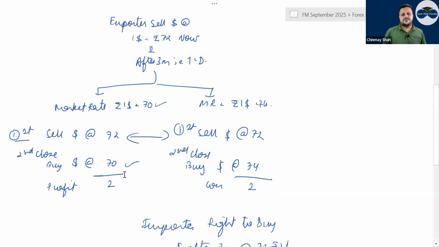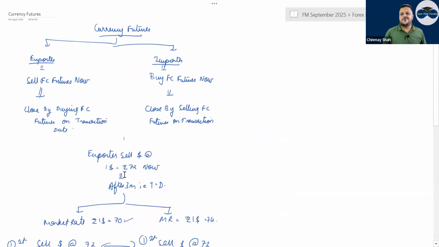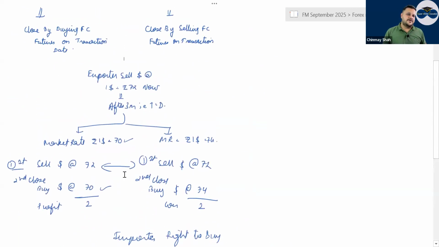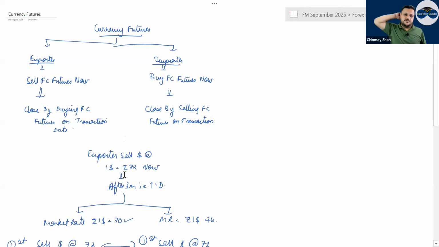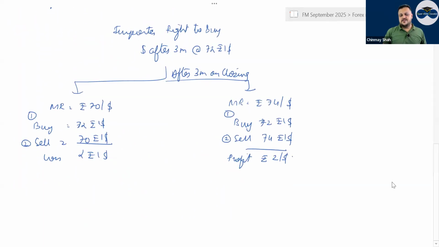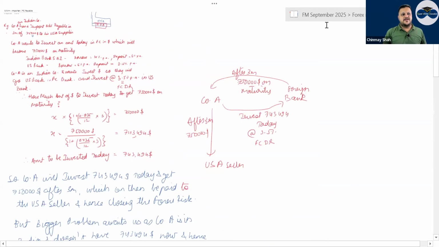But the profit and loss in more detail, I don't think they are going to ask you. Still, I have taken one example. You can have a look at it. For an importer, what would he want? Logically, he will make a promise to buy foreign currency futures, correct? And close by selling the foreign currency futures on the transaction date. Have a look, right? One example is there in the book. Somewhere in some books they have given that example, so I have taken that example.